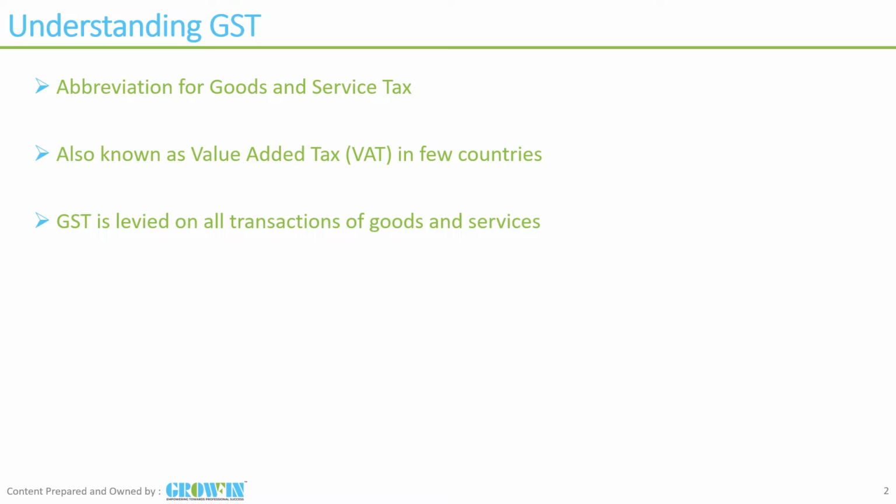Let us understand what is GST. GST is an abbreviation for Goods and Service Tax. GST is also known as Value-Added Tax, that is VAT in few countries. GST or VAT is a consumption-based tax wherein the basic principle is to tax the value addition at each business stage. To achieve this, tax paid on purchases is allowed as a set-off or credit against liability on output or income. GST is levied on all transactions of goods and services.